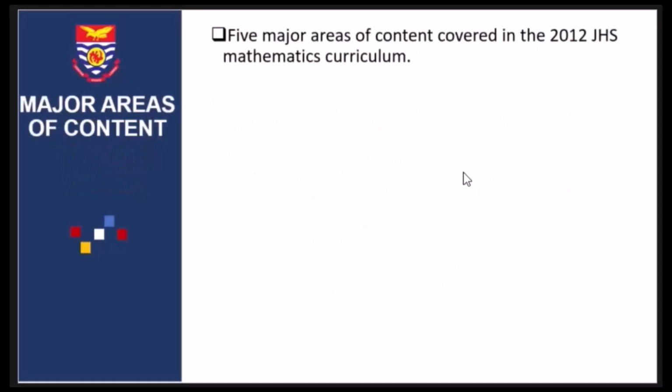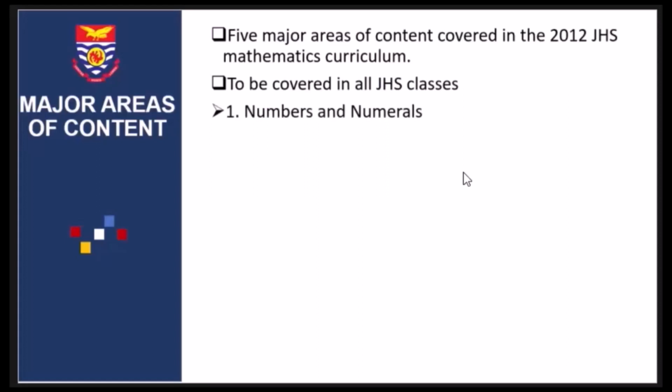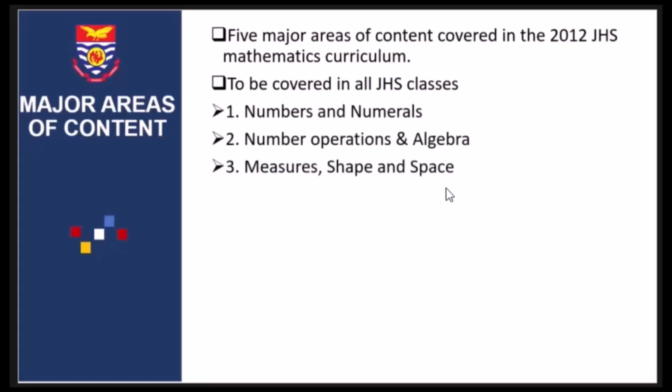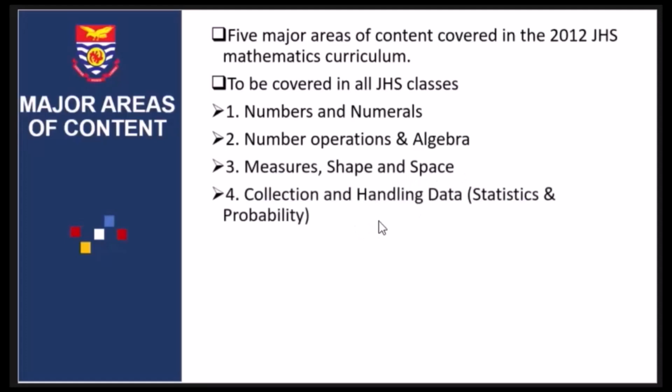Major areas of content. Five major areas of content are covered in the 2012 JHS mathematics curriculum, as we have looked at already. And we have numbers and numerals. We have looked at this in Unit 1, so I'm just bringing them here as a way of revision. Measures, and then problem solving and application. These are the five major areas that the JHS mathematics content is all about.